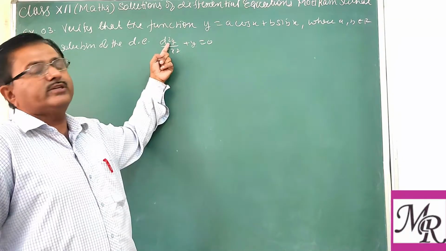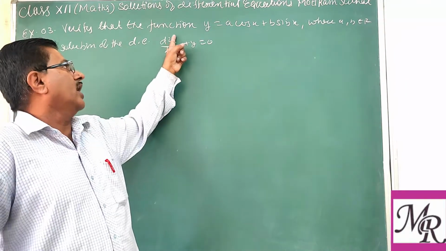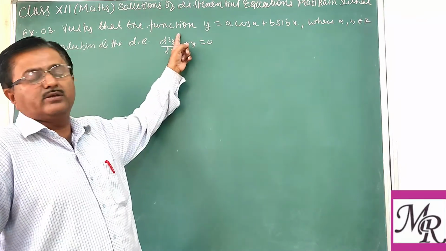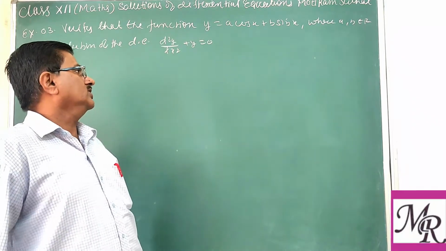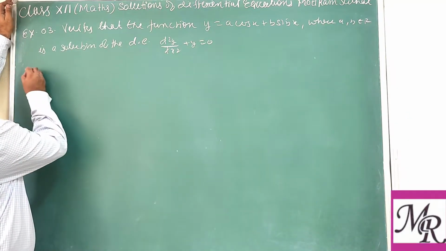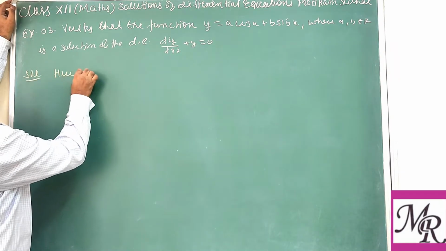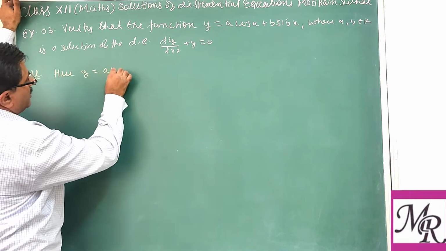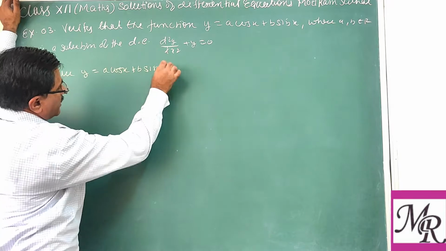Its highest order derivative is second. So the order of this differential equation is 2 and the power of the highest order derivative is 1, so the degree is 1. So in this way we can find it, but here we have to prove. So here the given solution is y equals a cos x plus b sin x.